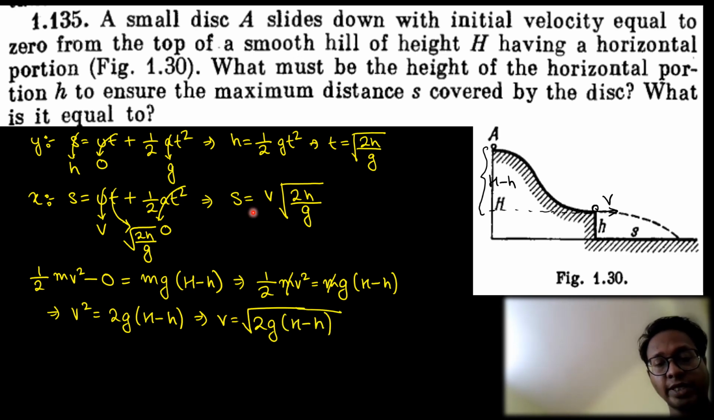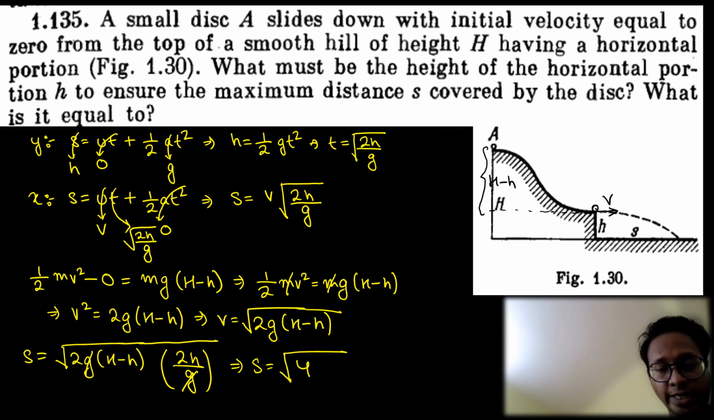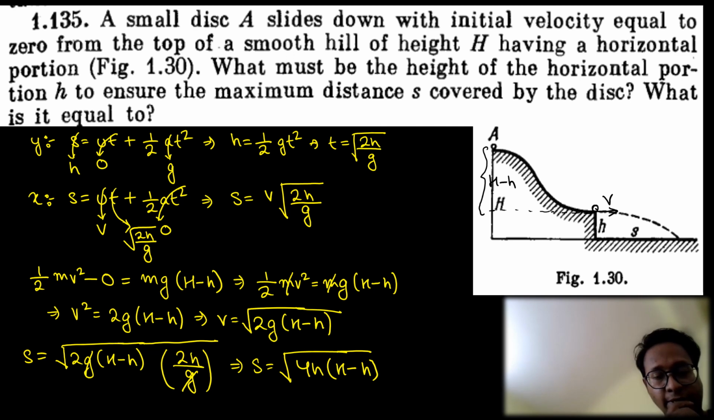If I substitute this value of v here, I get the displacement as s is equal to v, which is root of 2g(H minus h), into root of 2h by g. I can simply multiply these two terms under a single square root. So g and g get cancelled, and s becomes root of 4h into (H minus h). Under root can be written as to the power 1 by 2.